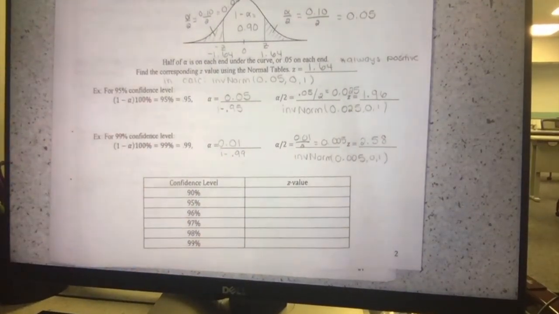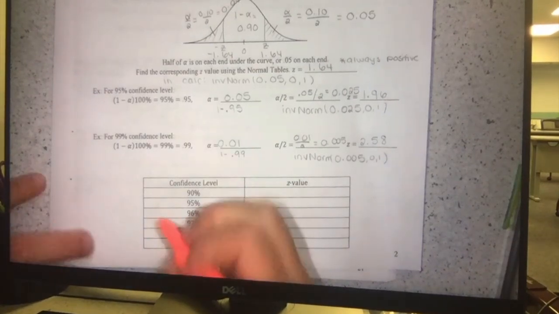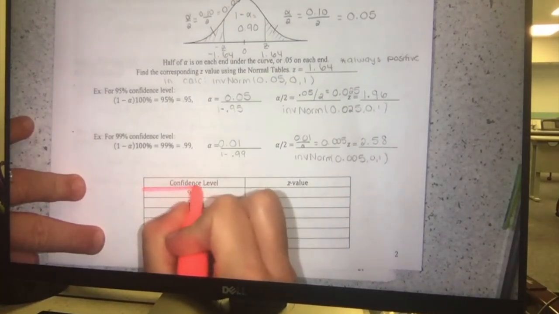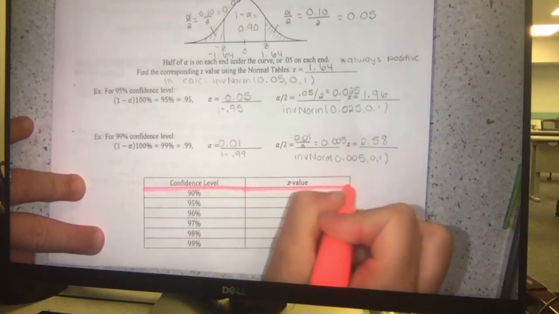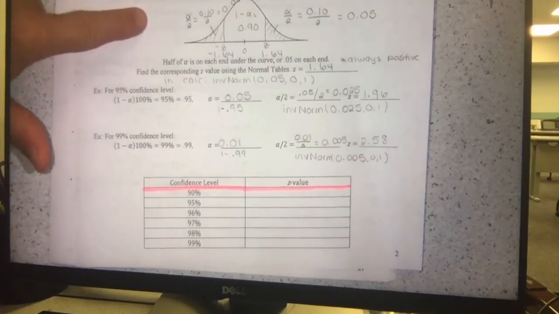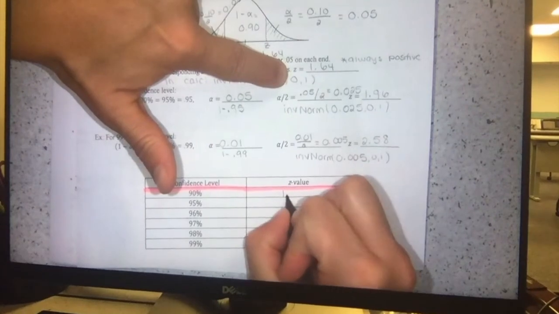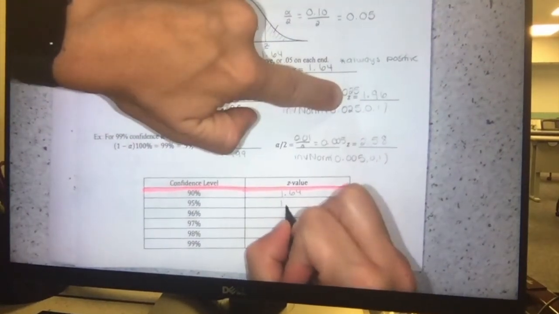I like everything to be super organized and in one spot, not have to look for everything. So I thought it'd be helpful to make this table of the confidence levels that are super common that we use a lot and the z-values. So we're going to use this table quite a bit. For 90% confident, we found that it was 1.64. For 95, we found it was 1.96.